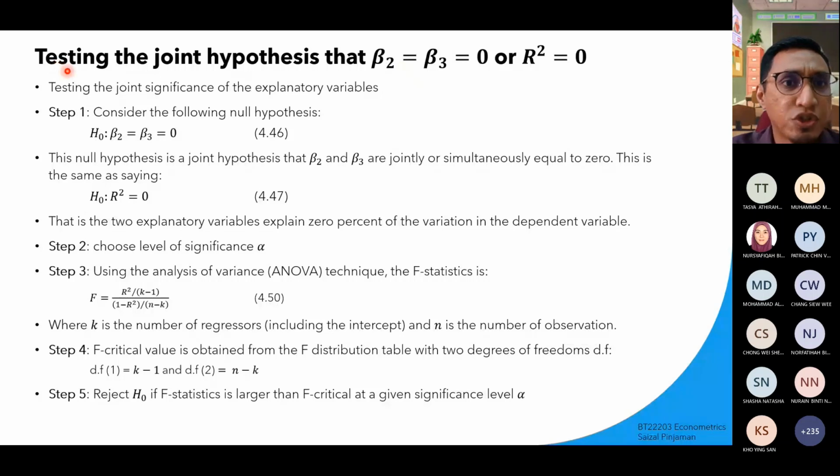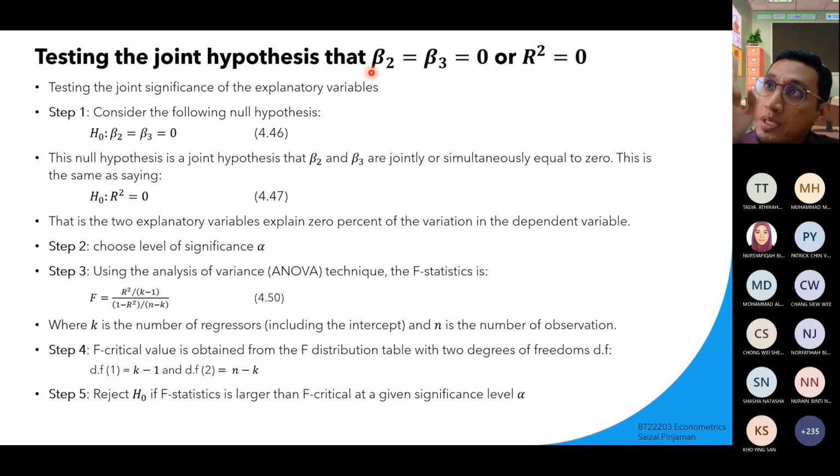Okay, testing the joint hypothesis. So in multiple regression model, we can also determine whether the explanatory variables are jointly significant or not in explaining the dependent variable. In simple regression model, it's simple. We only have one independent variable and one dependent variable. But in a multiple regression model, we have two explanatory variables. Of course, we have one dependent variable.